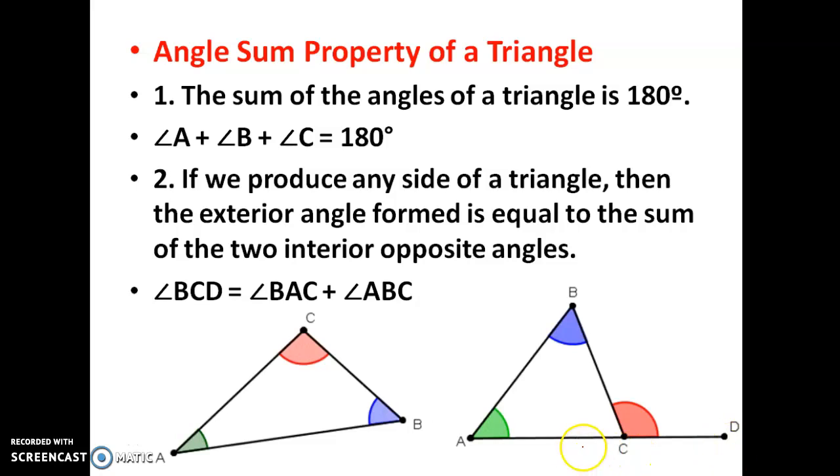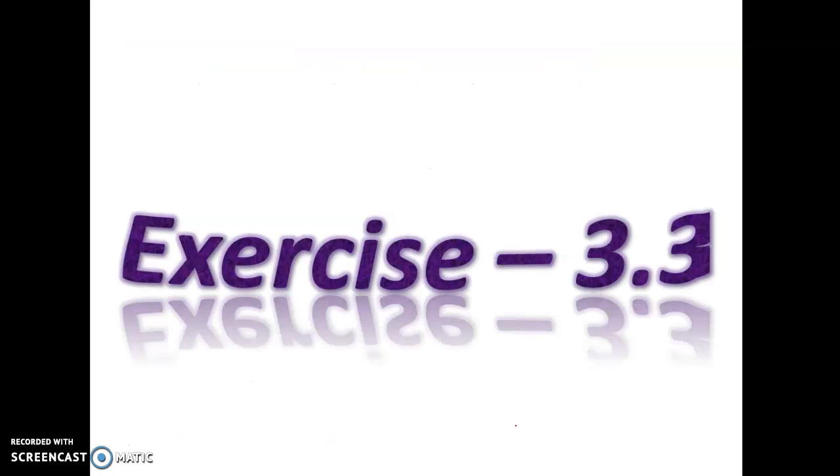So this AC, that side is extended. It is produced to D. So this exterior angle is there, no? This is equal to the sum of the interior angles opposite to this exterior angle. These two interior angles are there, no? So to that sum it is equal. So with this we can solve the next exercise 3.3.